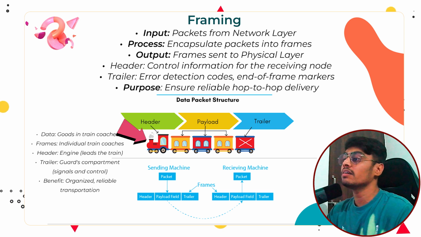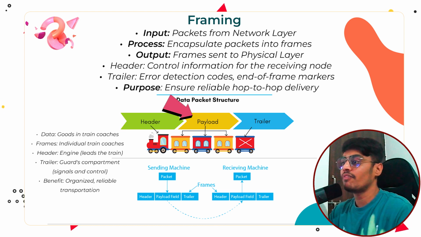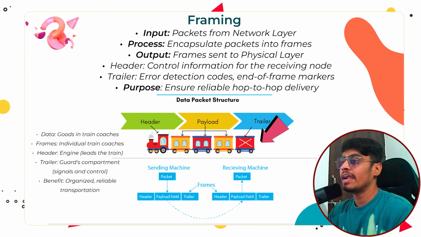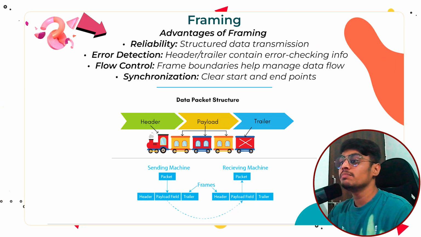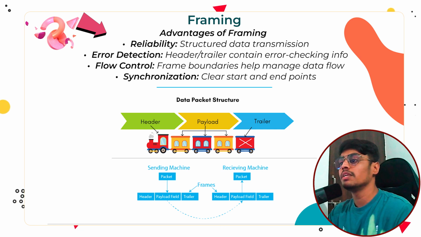Think of it like the coaches of a train. You must have seen a goods train. The coaches there are like frames. The engine is added in front of those coaches, which acts like a header, and at the end there is a guard's cabin or compartment with the signals. That is like a trailer. What advantages do we have with this? These frames should reach the next hop properly, reach the destination properly. That is the responsibility that framing fulfills.